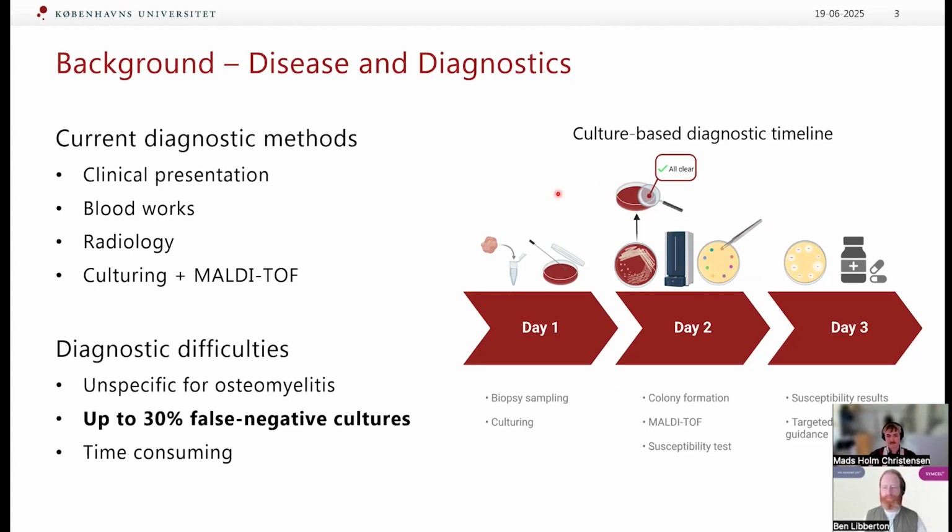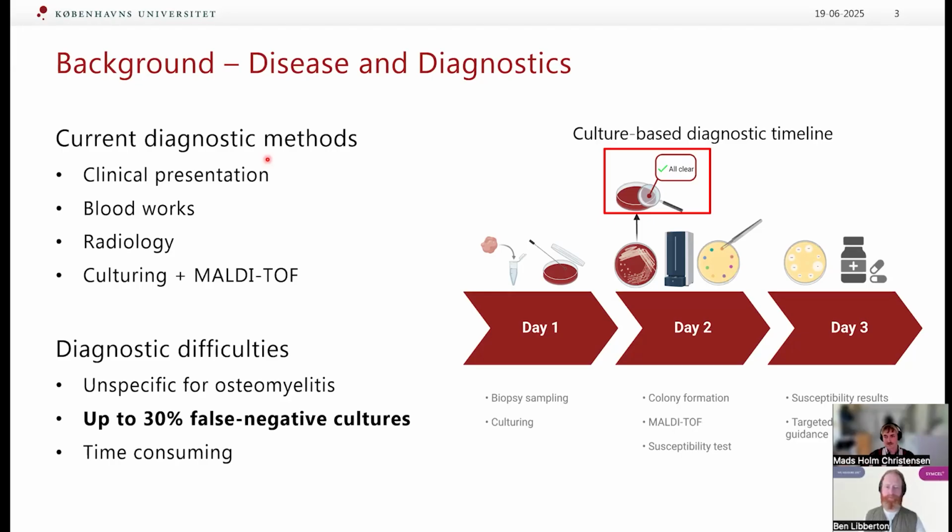But there are some problems with this technique because in up to 30% of cases, we see that you get a false negative culture result. This can be due to many different factors. It can be due to antibiotic treatment prior to sampling from the patient. It can be due to metabolic inactivity, or it can be due to bacteria that are just very difficult to grow in a lab setting.